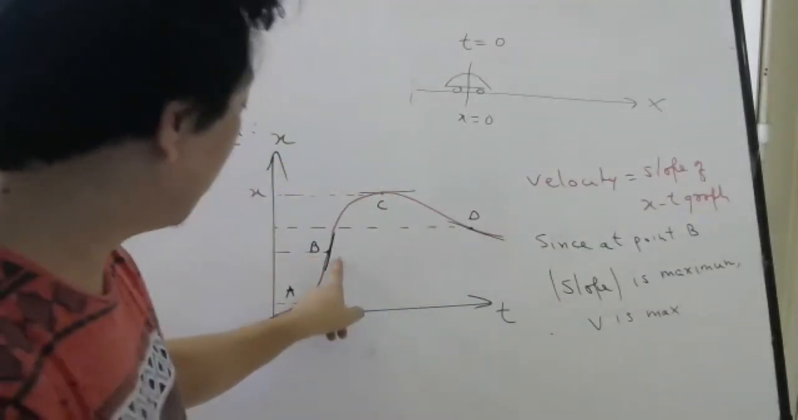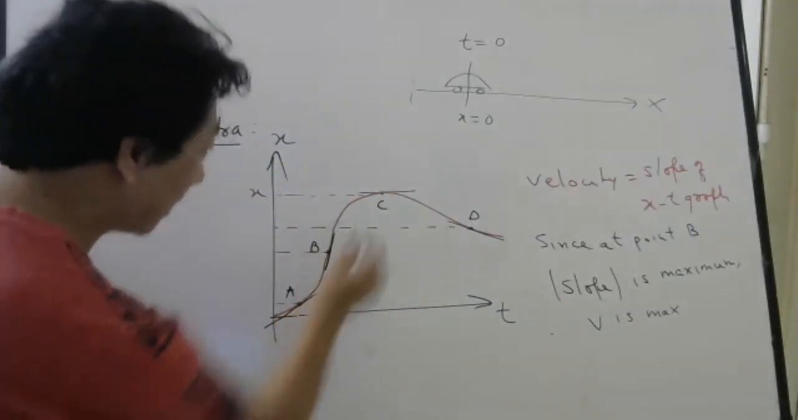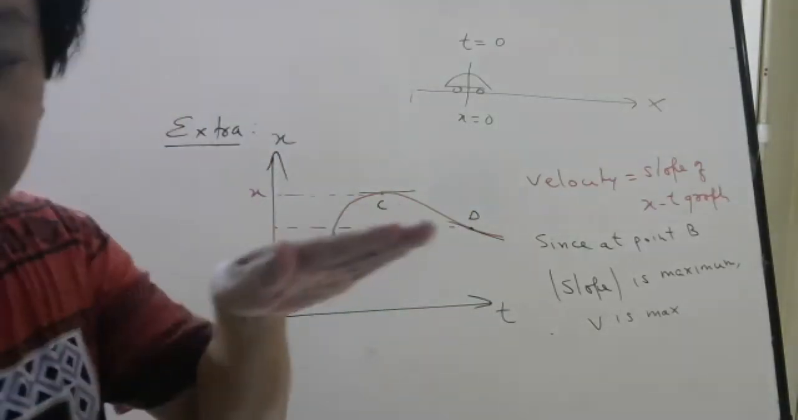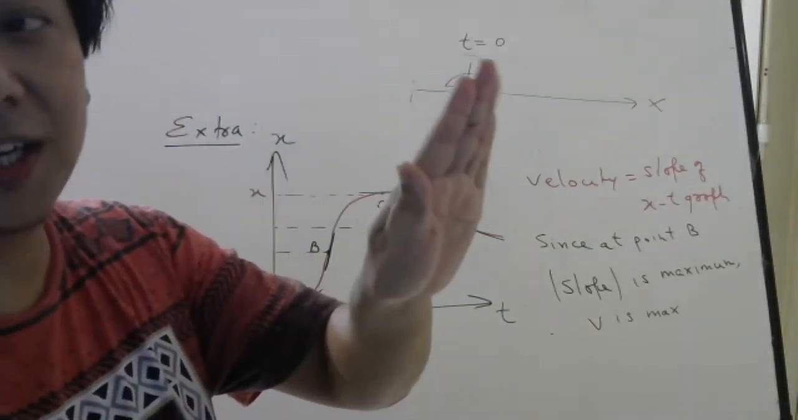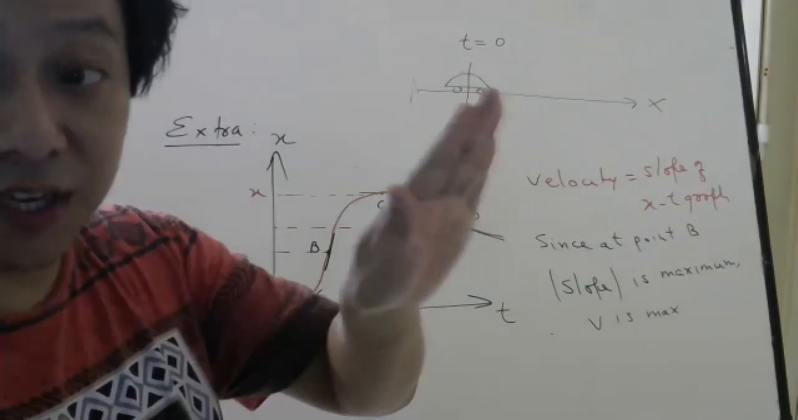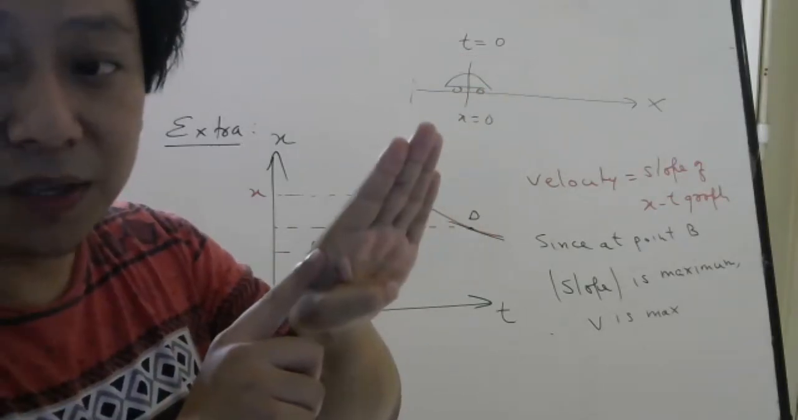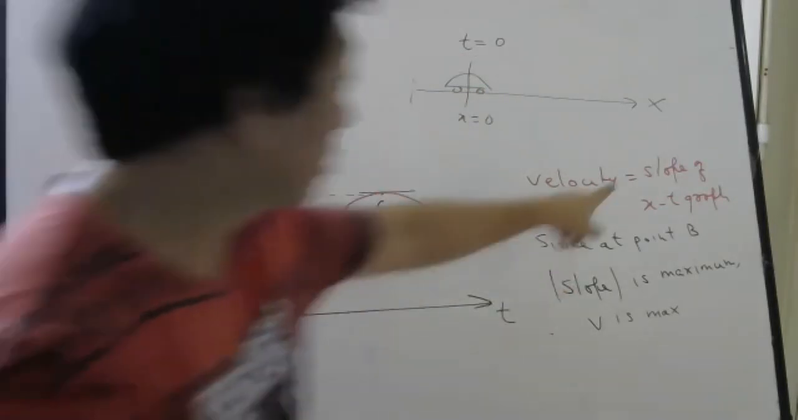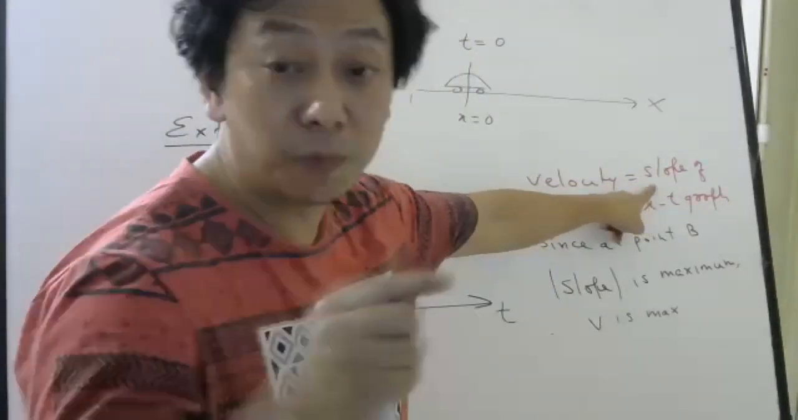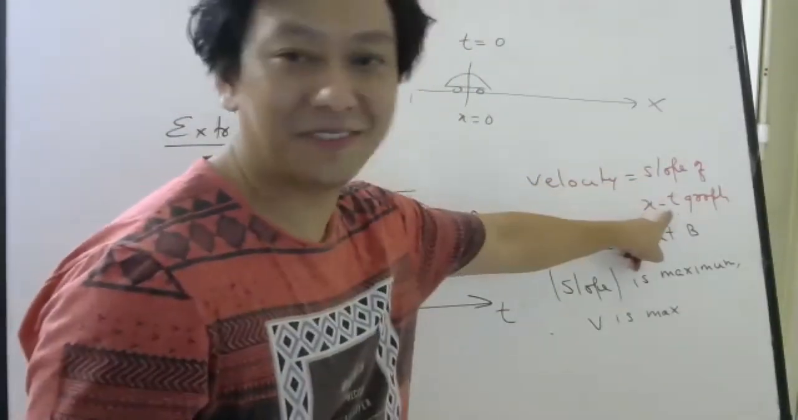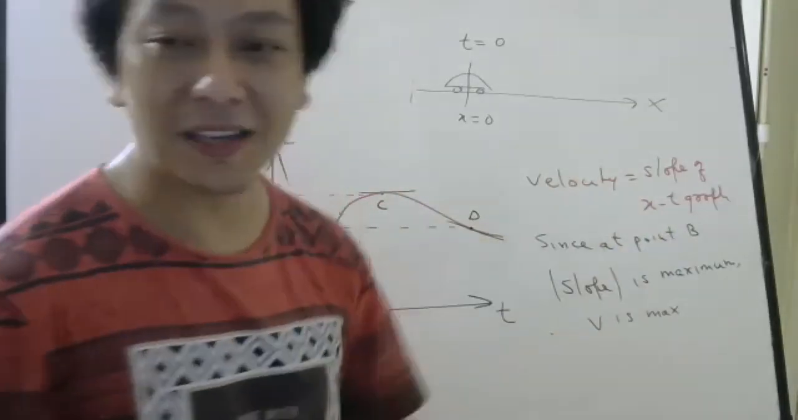So at point B, you draw a tangent. You draw tangents at all the points. Then you check which tangent is most vertical. Whichever is most vertical, there the slope is maximum. And wherever the slope is maximum, slope of which graph? The xt graph. Then velocity will be maximum.